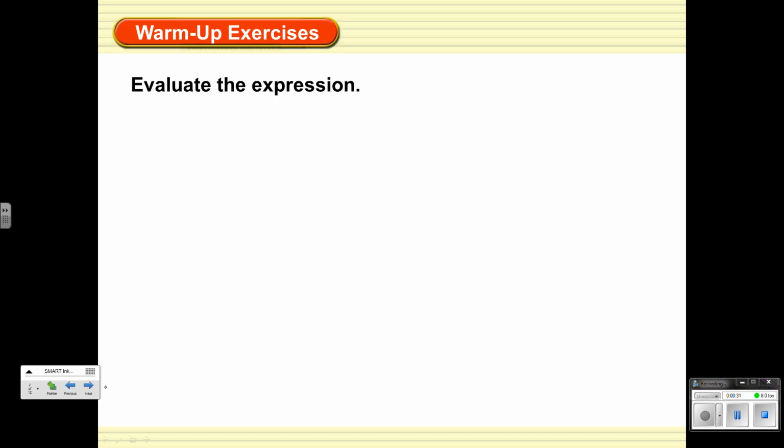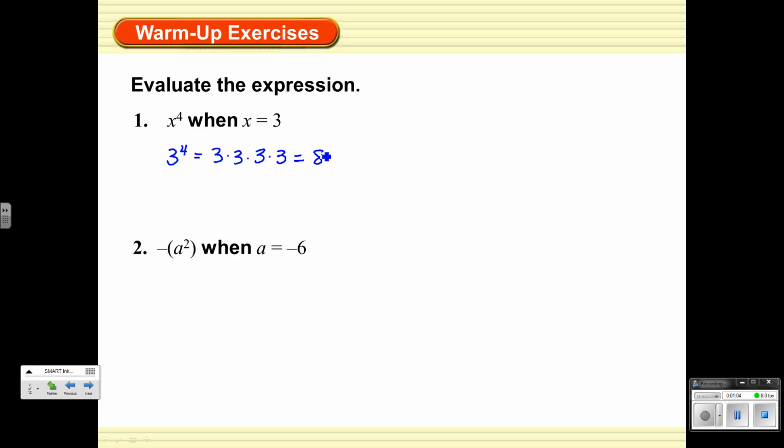The first thing we're going to do is just do a little warm-up exercise and remember exactly how we use exponents and how they work. So the very first one we're going to do here is x to the fourth when x equals 3. So if x equals 3, we'll substitute it in and we would do 3 to the fourth, which just to remind you means 3 multiplied together 4 times. Okay, so 3 times 3 times 3 times 3. So 3 times 3 is 9, 9 times 3 is 27, and 27 times 3 is 81.